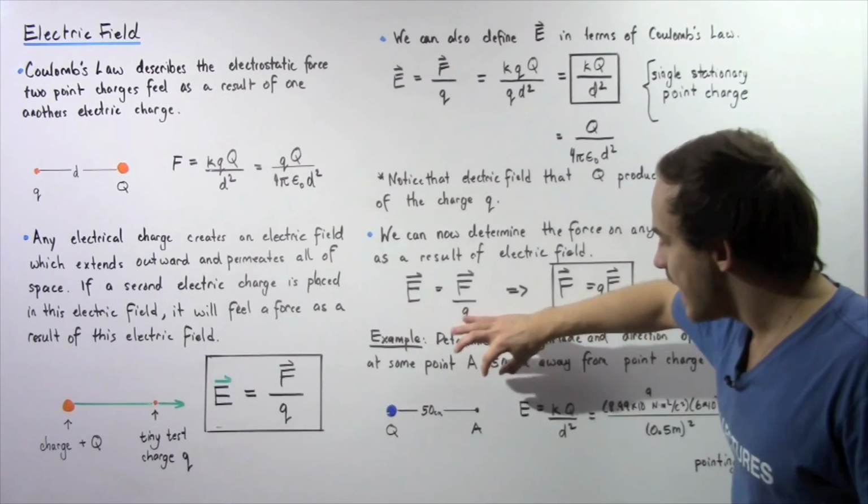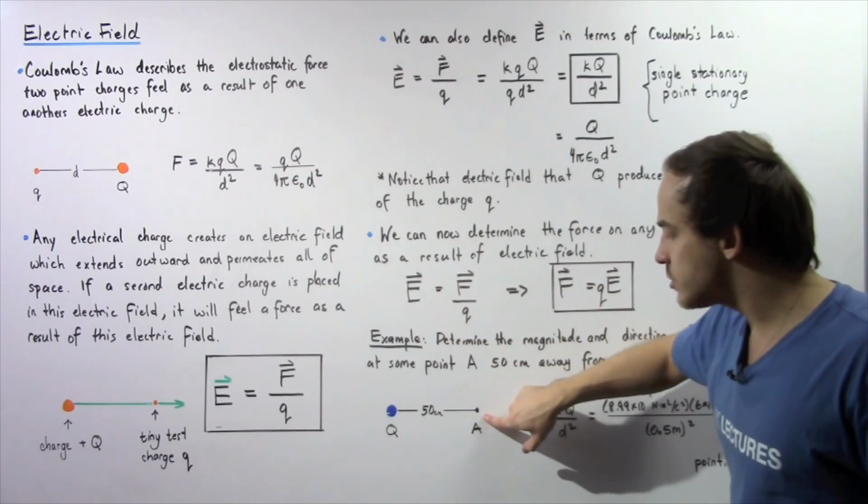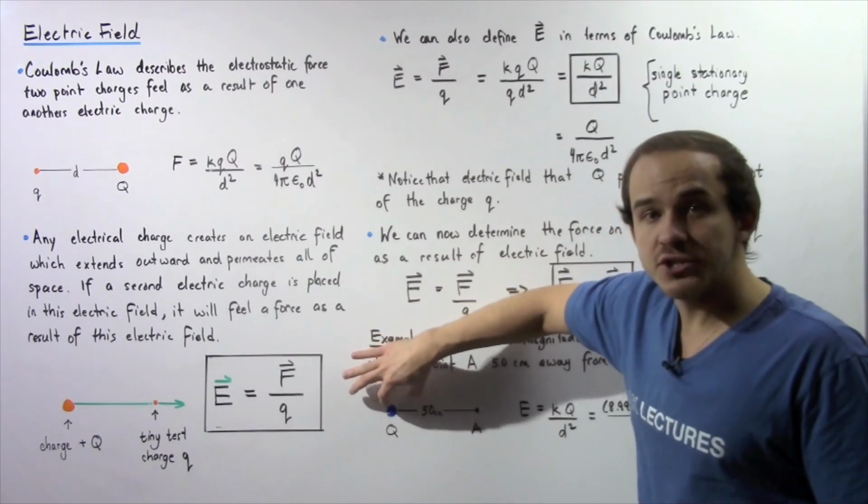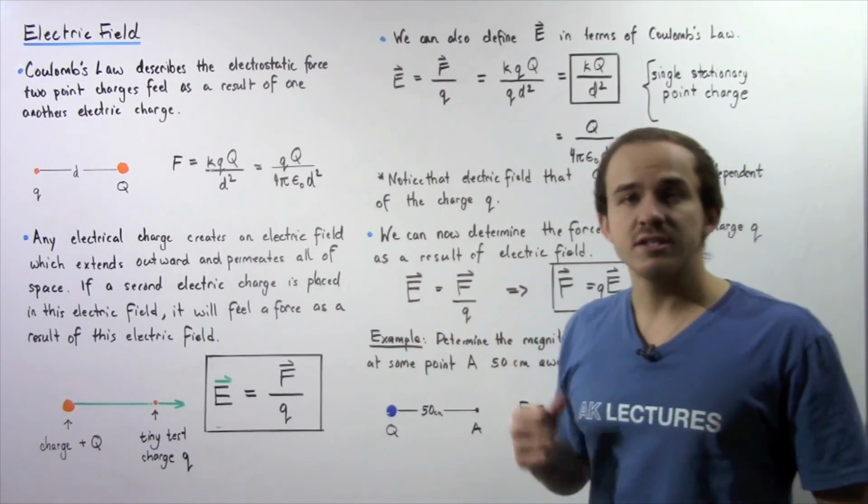So if we place a positive test charge in this location, that test charge will be attracted towards this Q as a result of this electric field.